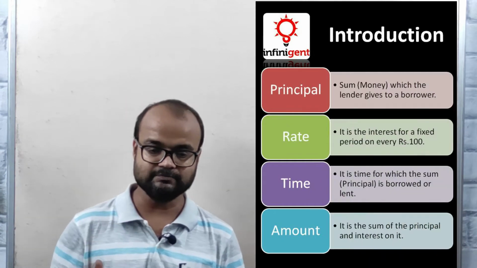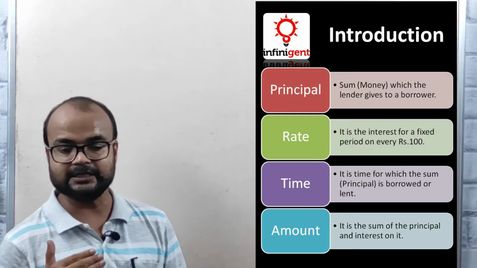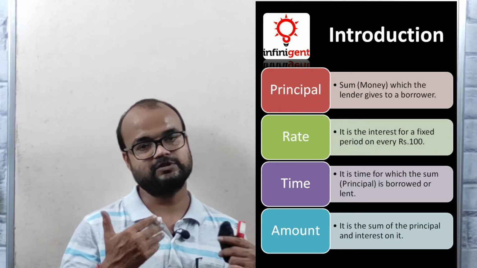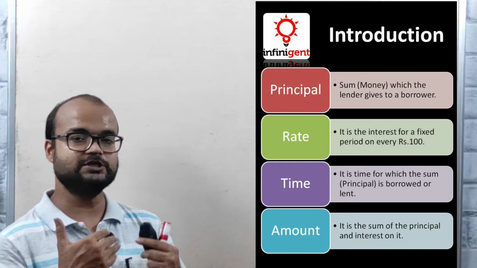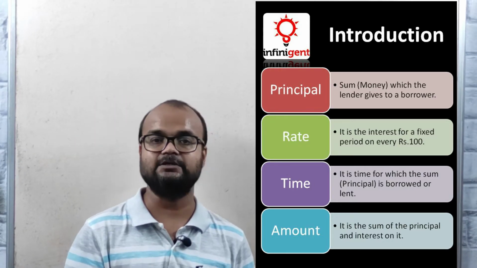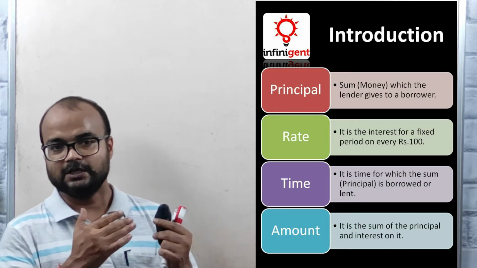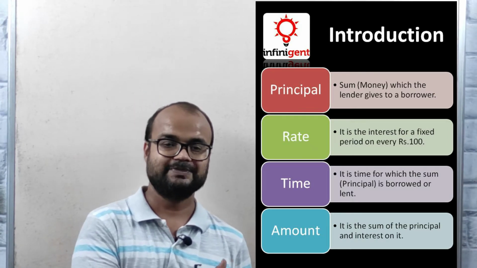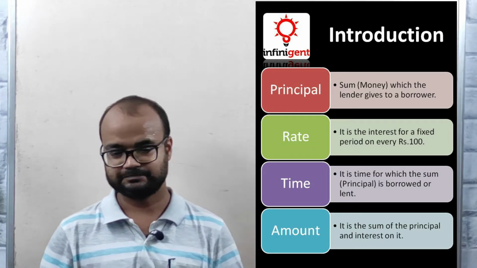Now moving on, what are the terms that will come in the discussion of simple interest? The first one is principal. Principal means the sum of money which the lender gives to a borrower. In simple terms, suppose you deposit money in a bank, the sum of money you deposit in a bank is called principal. Suppose you give a certain amount of money to your friend, that money is called the principal.